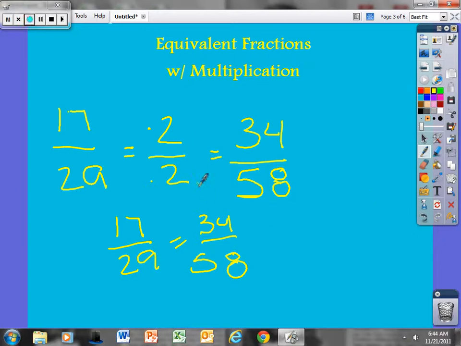Now, why can't I multiply both the numerator and denominator by 1? Anybody know that? Why can't I just say, I'm going to multiply numerator and denominator by 1? Think about that one for a second. Or why can't I multiply them both by 0? Answer that one to yourself there.